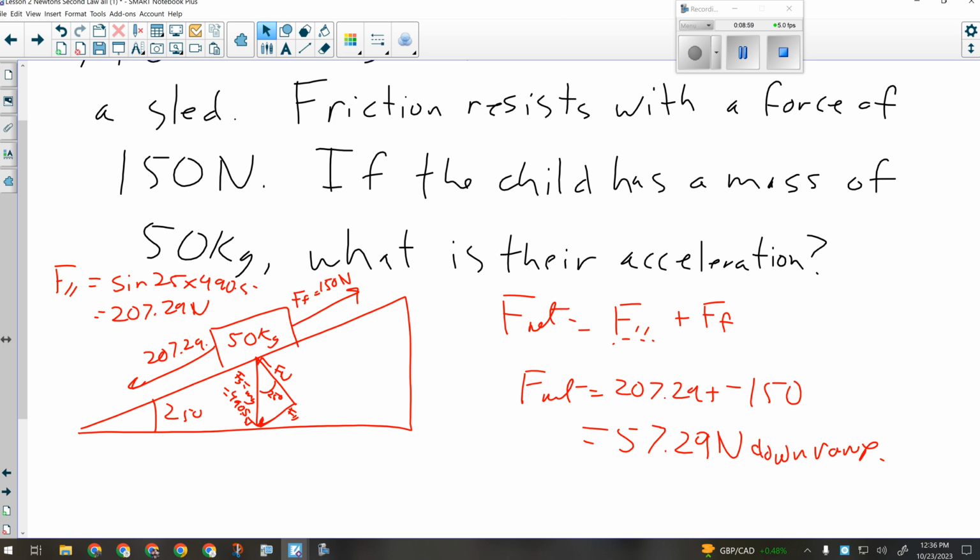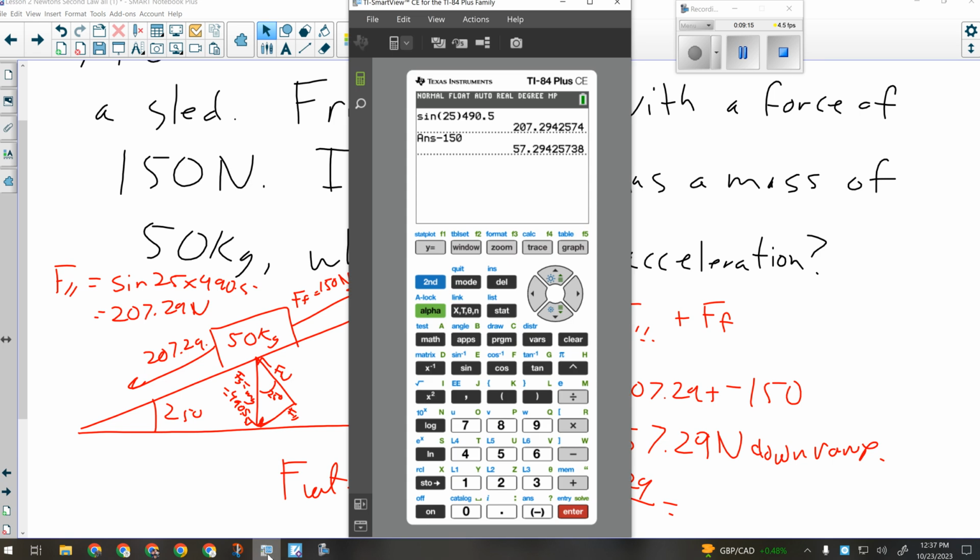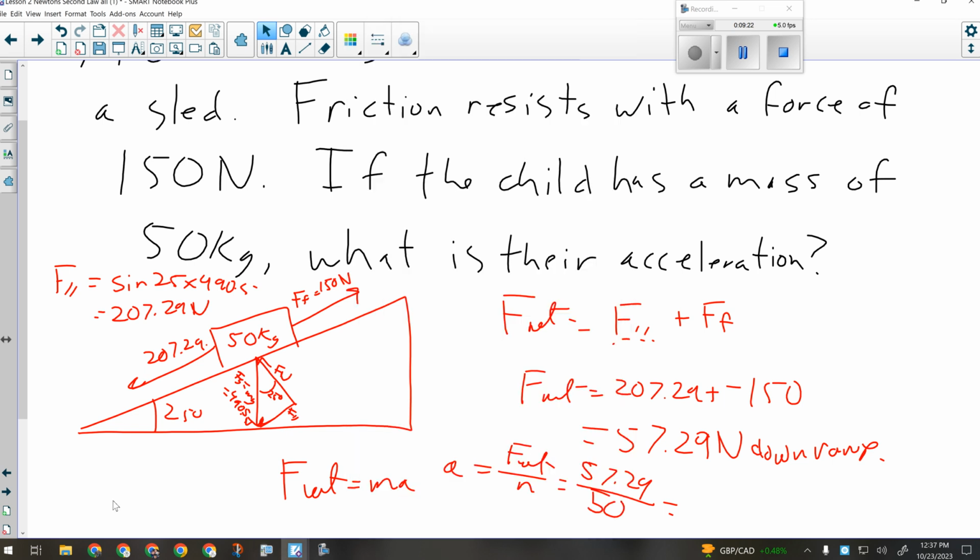Divide by mass. Now I use F equals M times A. So F net equals M times A, so A equals F net divided by M. That'll be our 57.29 divided by 50 kilograms. We only have two significant digits here, so 1.1 meters per second squared.